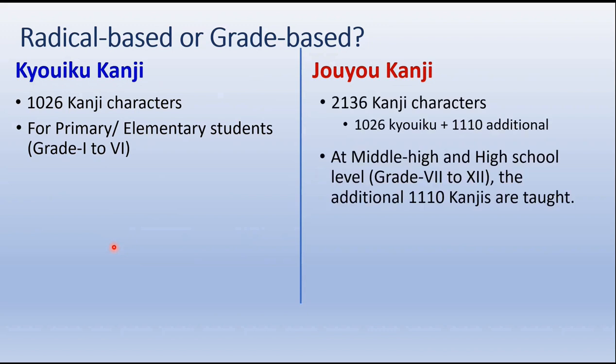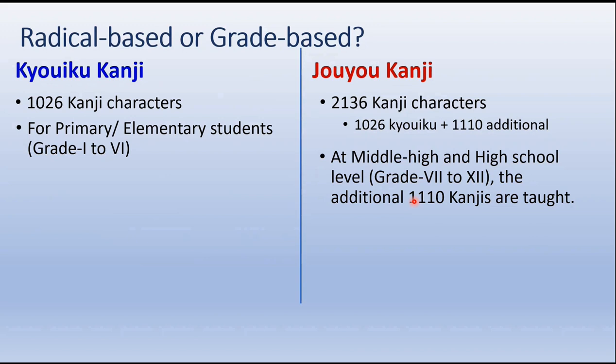And in the Joyo side, we have a total of 2136 characters, out of which 1026 are taken from the Kyoiko kanji. So 1026 are Kyoiko kanji characters, and in addition we have 1110 characters. And these 1110 kanji characters are taught at middle school and high school level, that is from grade 7 to 12.